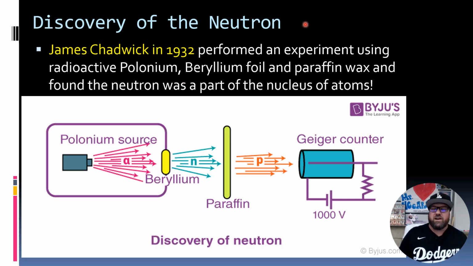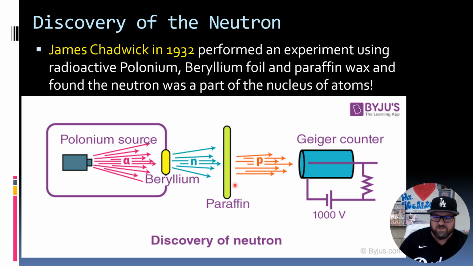Now, we'll take a quick detour here because we need to discuss how the third subatomic particle was discovered. Neutrons weren't discovered until 1932. So we had the Bohr model, the Rutherford model. We had been knowing about electrons for 30 years with J.J. Thomson, but it was an experiment by an English scientist, James Chadwick, in 1932.